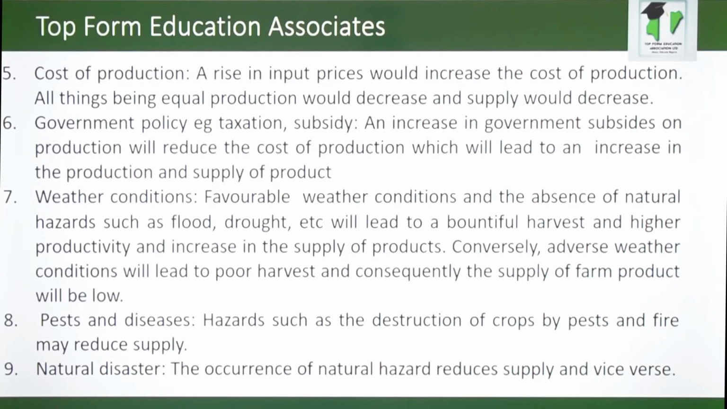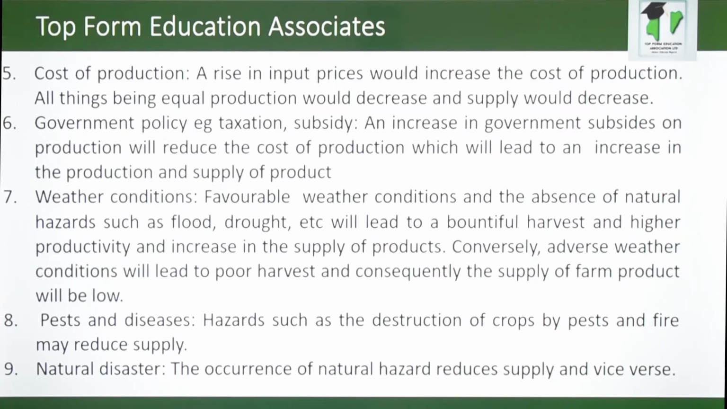Cost of production is one of the factors affecting supply. Before you go into production, of course, there are inputs. Cost of production is the totality of the inputs, everything, even paying your workers, when you put them down. Once the cost of production is high, it discourages production, and once production is discouraged, supply decreases. So a rise in input prices would increase the cost of production. All things being equal, production will decrease and supply will also decrease.